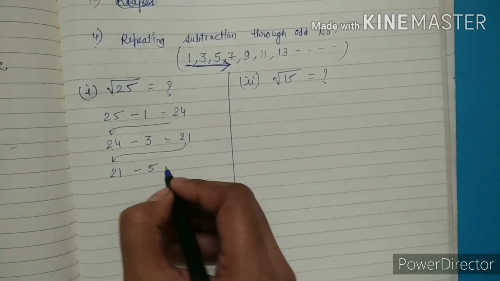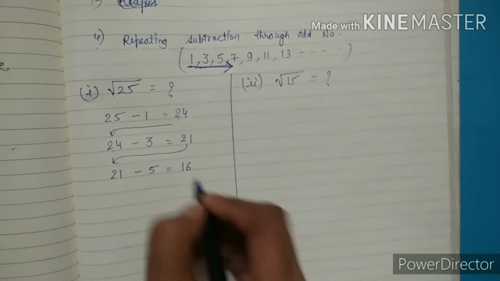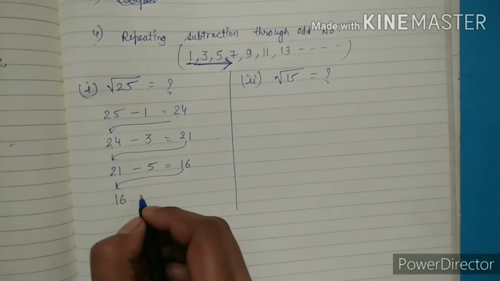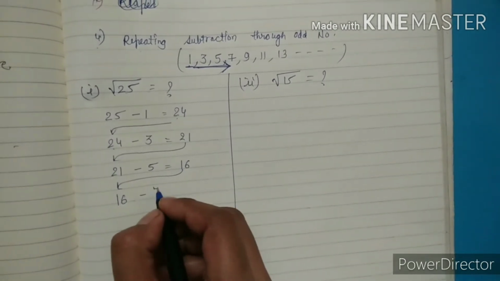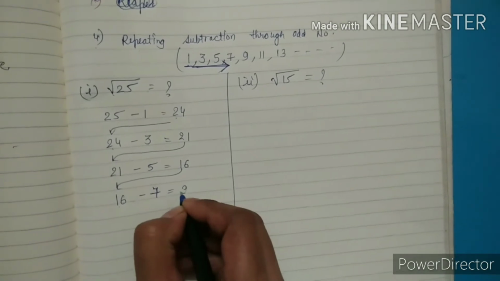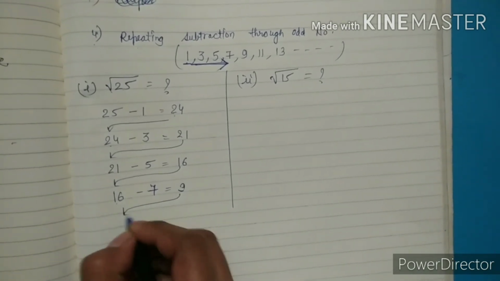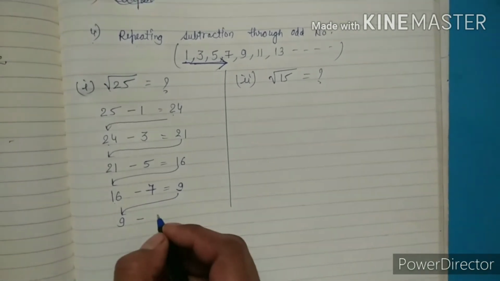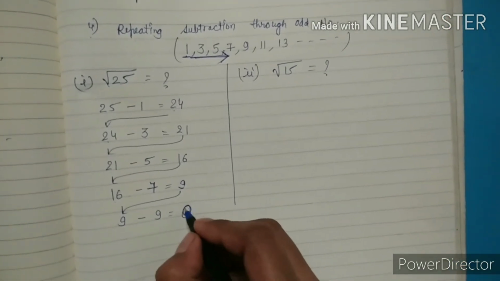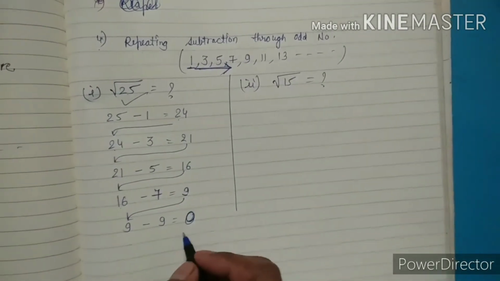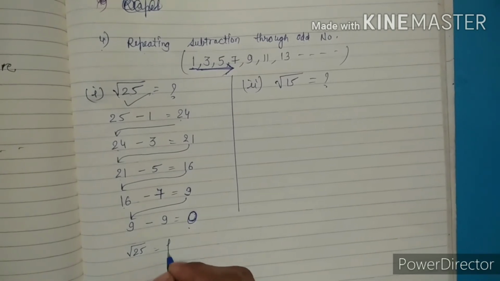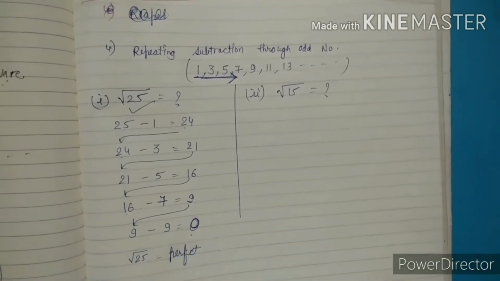Now 5's turn is there. 21 minus 5 is 16. Then 16 will come here. 5 is already done. Now 7 will come. 16 minus 7 is 9. Now 9 will come here. 7 is already done. Now 9 will come, and we get 0. When we get 0, at that time we can say our number is a perfect square. It means 25 is a perfect square.